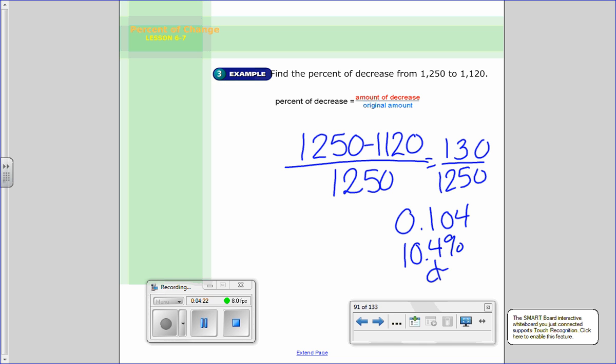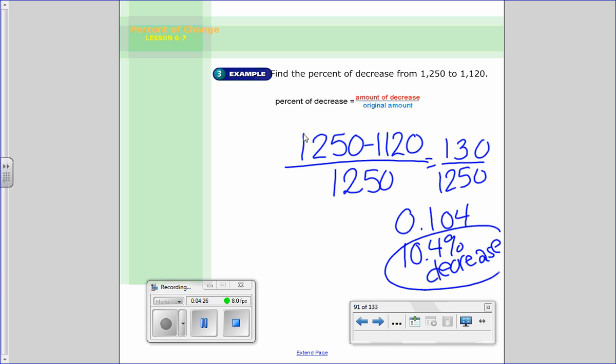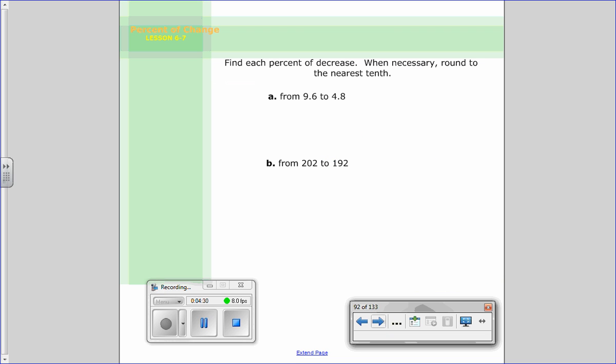Really, I should be writing the words decrease or increase after each one of these. So that is how much it decreased by. Here it's your turn again. Find the percent of decrease, and if necessary, round to the nearest tenths. I'm going to do this the same way I did the last. You're going to pause me, and when you come back, the answers will be on the board for you to check. So go ahead and solve them now.